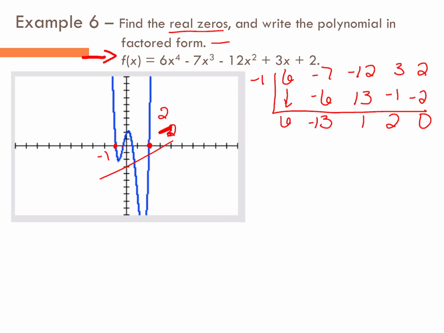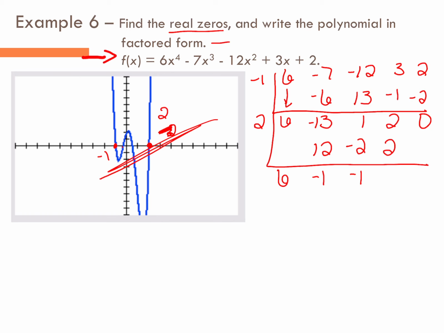Because I got 2 zeros from my graph, I'm going to do synthetic division twice. So the next one, it doesn't matter which number you use first, use the second one the next time. Bring down my 6, my 12, -1, -2, -1, -2, 0. Remember, we ignore this, and I should get 0, which I did.